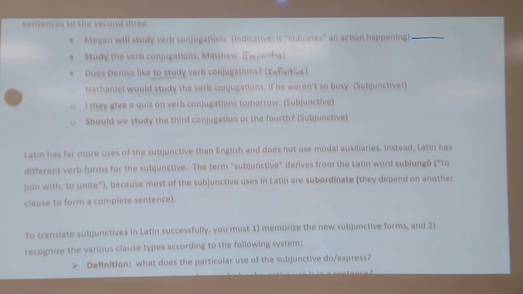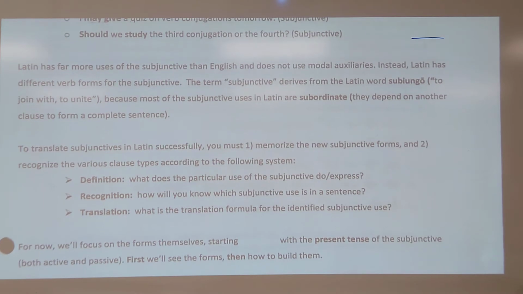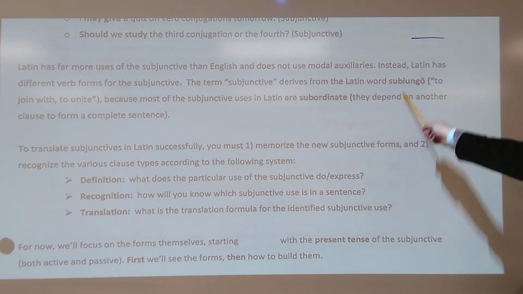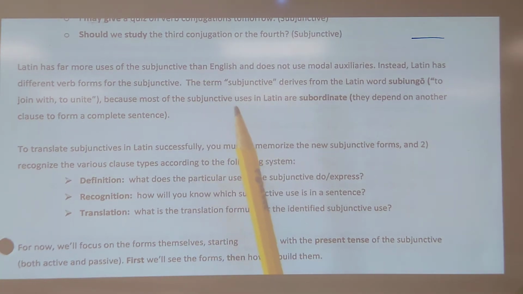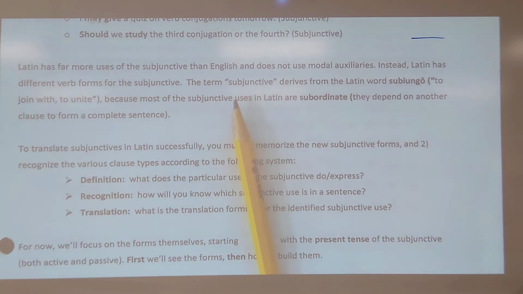whereas Latin just uses a couple different letters to change the whole mood of the verb. All right. And I kind of said all this already, so I'll just let you read it on your own. But basically, I just want you to know that the subjunctive comes from the Latin word subjungo, which means to join stuff together. Because in Latin, most of the uses of the subjunctive, you might translate them as should, could, would, might, all that.